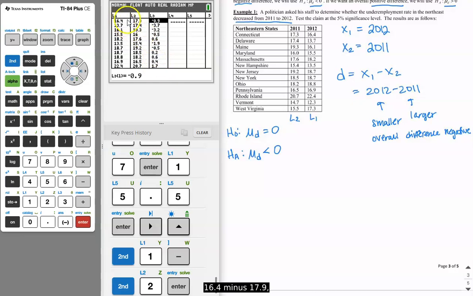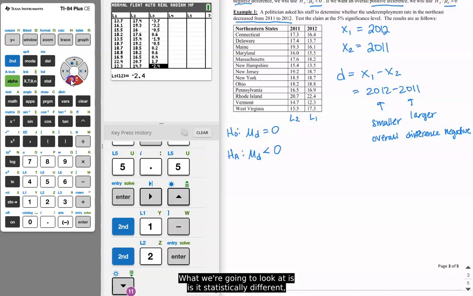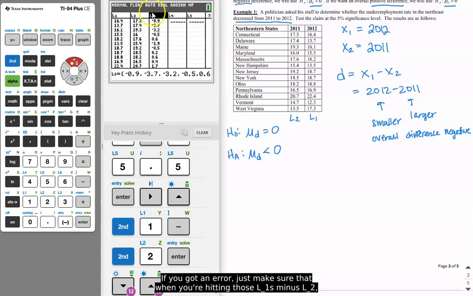So, 16.4 minus 17.9 is negative 0.9. And it did that for all of these here. You can see that a lot of them have a negative difference, not all of them. What we're going to look at is whether it is statistically different, significantly far enough apart. If you got an error, just make sure that when you're hitting L1 minus L2, it's in the highlighted L3. If you try to do it underneath one of these pieces here, it'll give you an error. Okay, so I have this data, and it's going to store this for me.